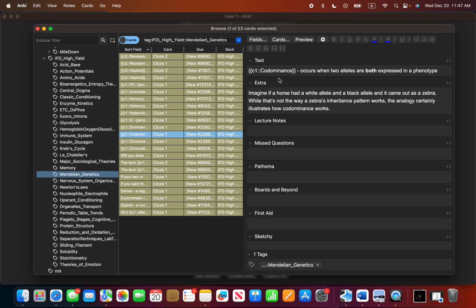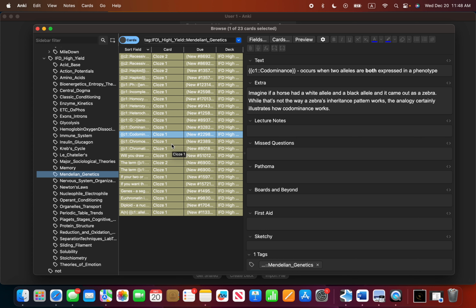You have codominance. We had incomplete dominance, which was the pink rose as a result of the red rose and the white rose breeding. Now we have codominance, which occurs when two alleles are both expressed in a phenotype. Imagine if a horse had a white allele and a black allele and it came out as a zebra. While that's not the way a zebra's inheritance pattern works, the analogy illustrates how codominance works.